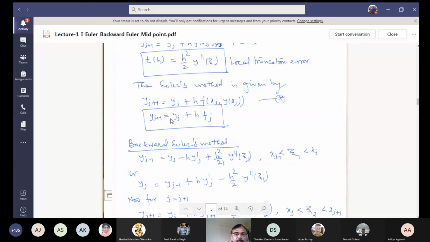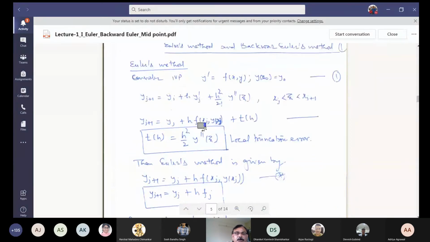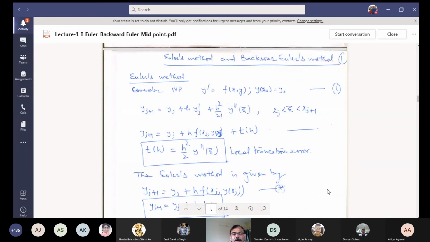Next, once you have got y1, you can go for y2. So y2 will be y1 plus h times f of x1, y1. x1 is known and y1 is also known at this stage. So on the right hand side, everything is known, so y2 is also known. You are getting the solution at the discrete points: y1 at x1, y2 at x2, and you continue this process. This is called the Euler method.